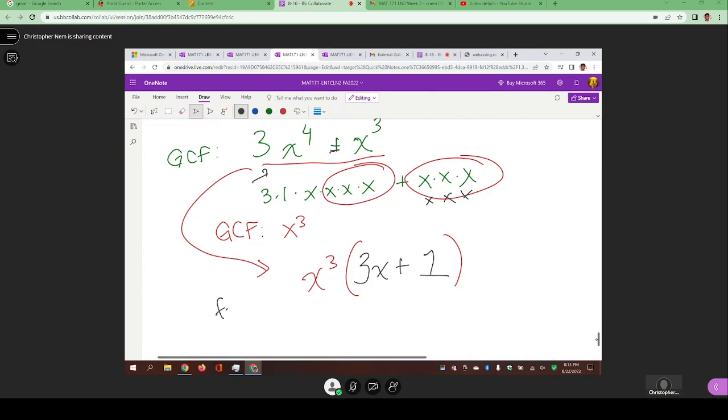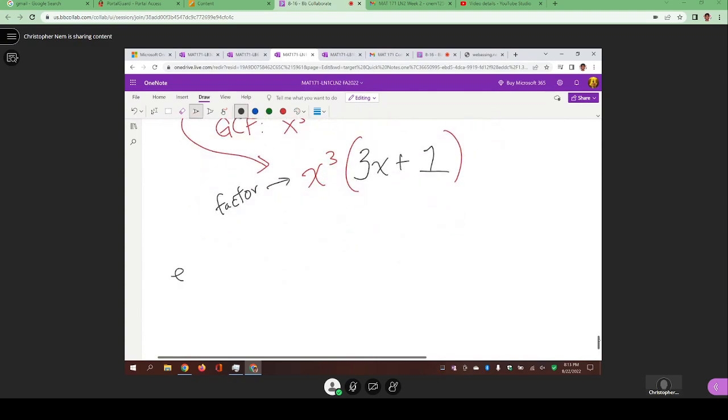This is factored. This is my factored form. Boom. You're going to have 3x to the fourth plus x cubed transform into x cubed times 3x plus 1. And you can multiply them out to see if they give you the exact same answer. That is GCF. So let's do another example of a GCF. So, find GCF.